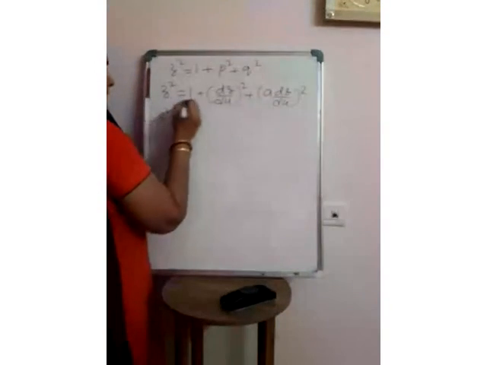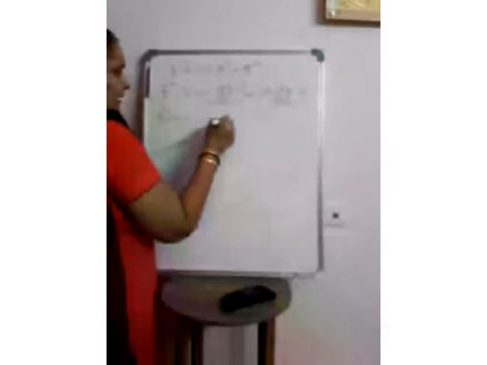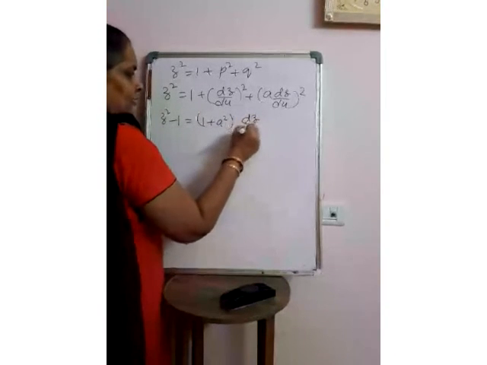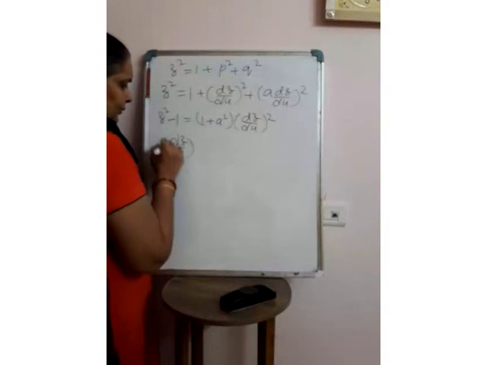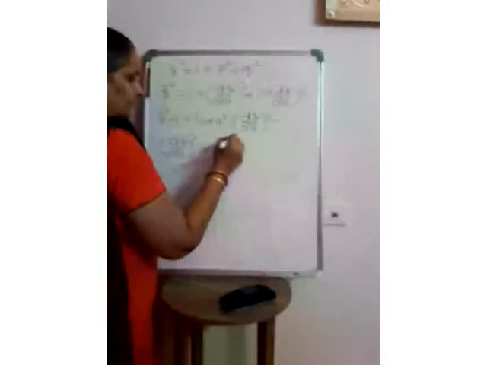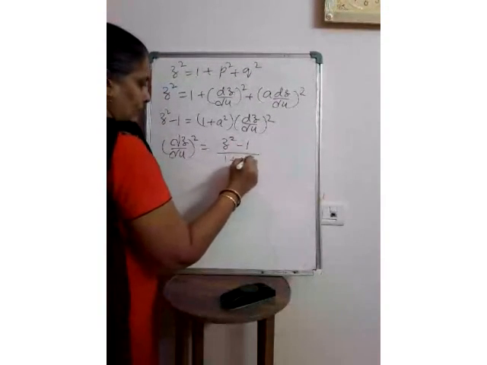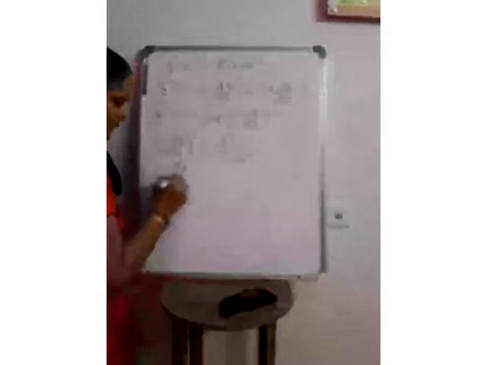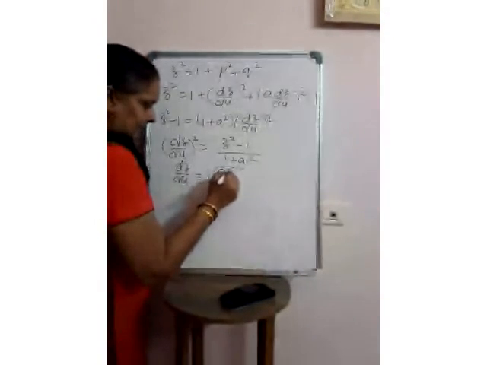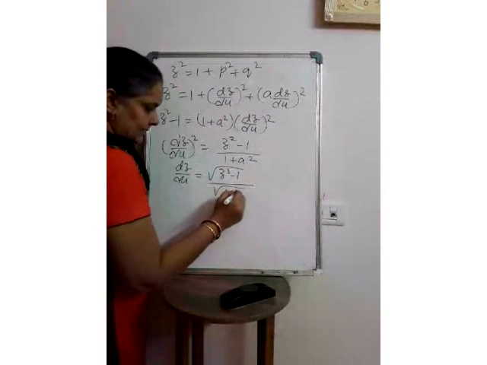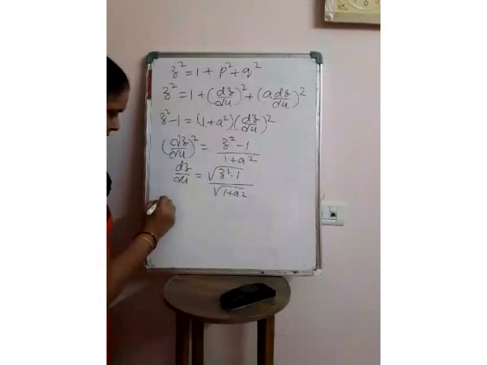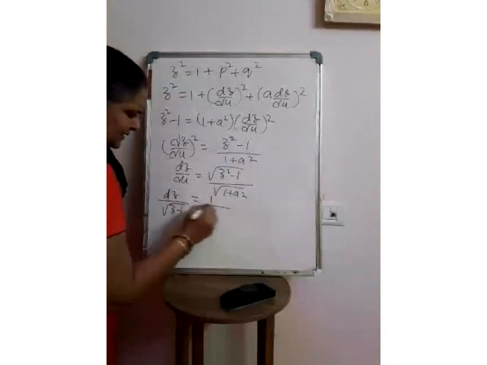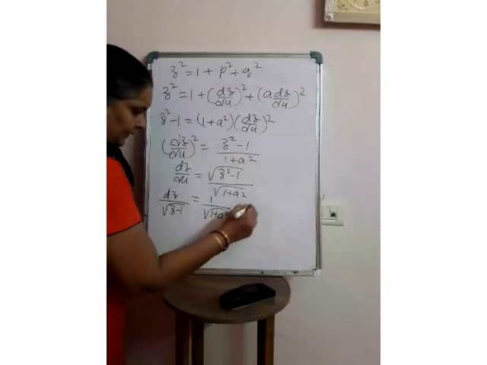So I'll bring this z square minus 1 to the left hand side: (1 plus a square)(dz by du) whole square. So what will be (dz by du) whole square value? Z square minus 1 by 1 plus a square. So dz by du correspondingly will become root over (z square minus 1) by root over (1 plus a square). Just like the last problem, we go with variable separable: 1 by root over (z square minus 1) dz. I'll leave this constant root over (1 plus a square) here only with du.